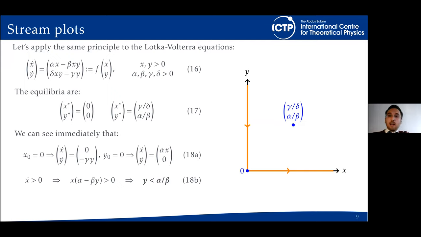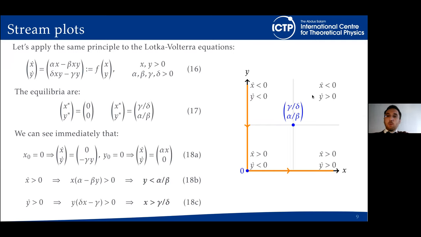So we can divide the state space into two regions, one where x dot is negative and one where x dot is positive. Similarly, if we look at where y dot is positive, we get that this is true when x is larger than gamma over delta. So in the end, we can basically divide our state space in four regions. And for each of these, we know that x dot and y dot is either positive or negative.